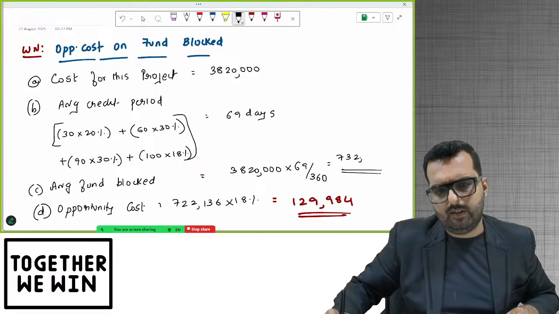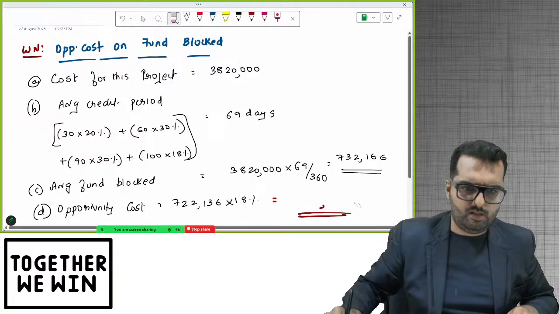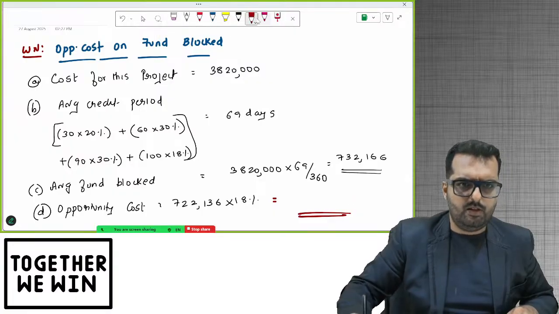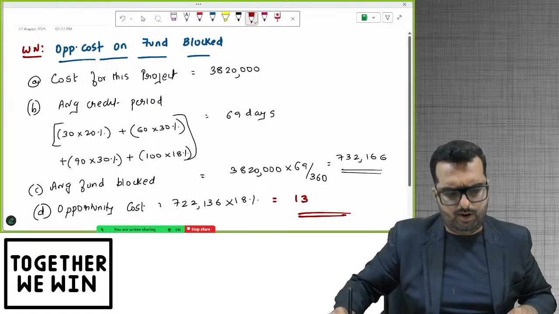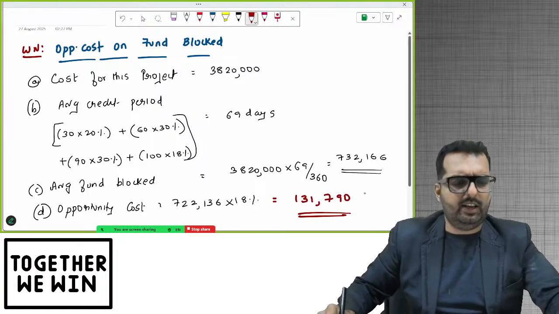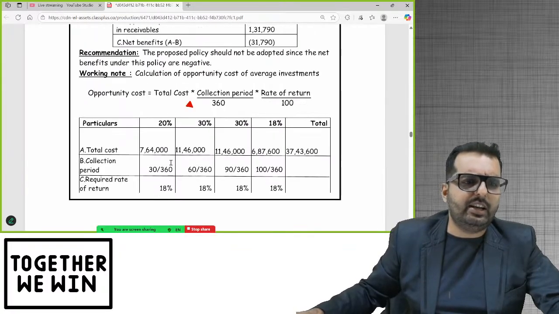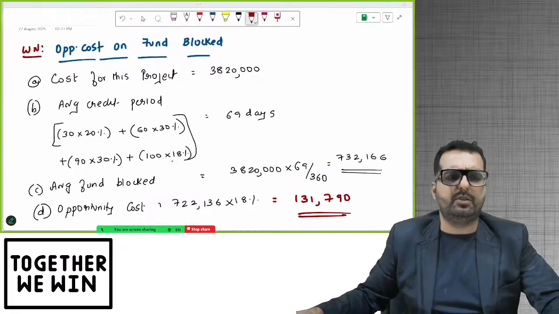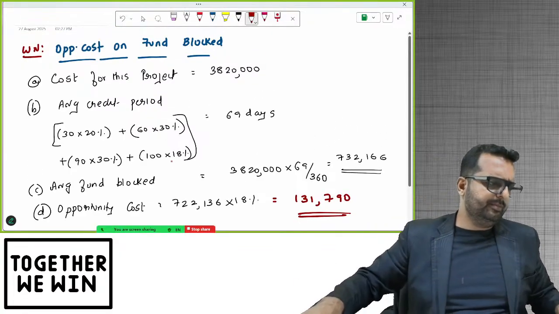7,32,166. This into 18% will be 1,31,790. Is that the same answer they have got over here? Yes. They have done it in a table manner. I have done it in a formula manner, friends. Can you write down this in your books now? Please write it down.